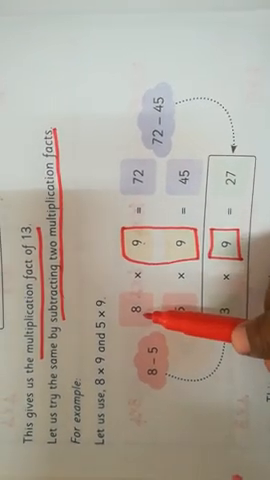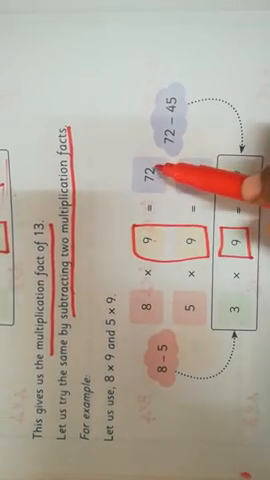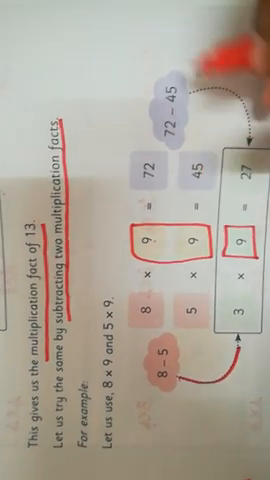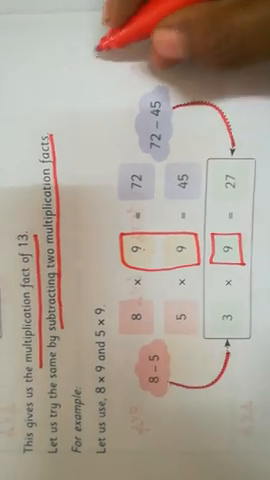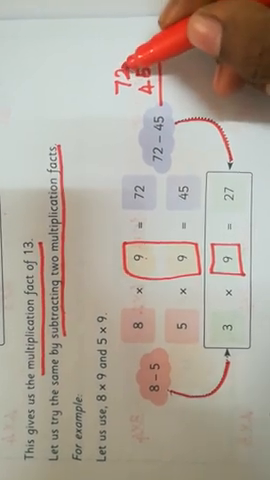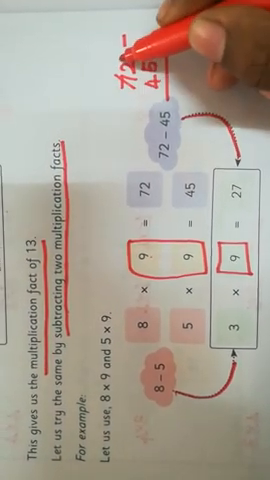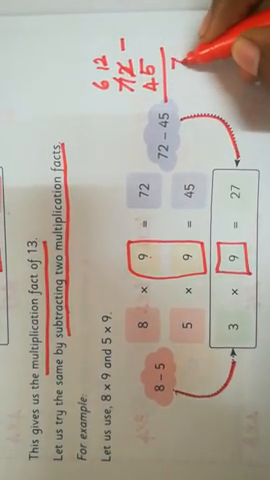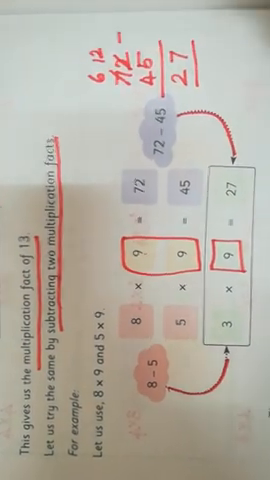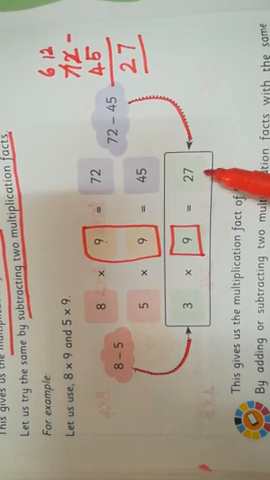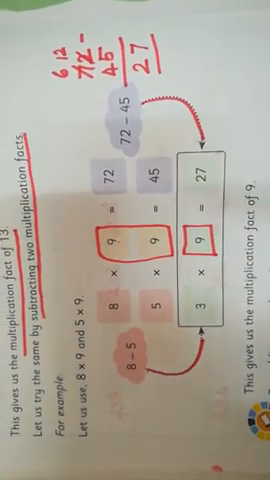Then we have to do the subtraction for multiplicand and product. 8 minus 5 will be number 3. 72 minus 45 will be number 27. For the subtraction, 2 minus 5 is not possible, so you have to take a carry over from 7. So 12 minus 5 will be 7. 6 minus 4 will be 2. So we are getting 27. Then this gives us the multiplication fact of number 9. 3 into 9 equal to 27. This is a new multiplication fact.